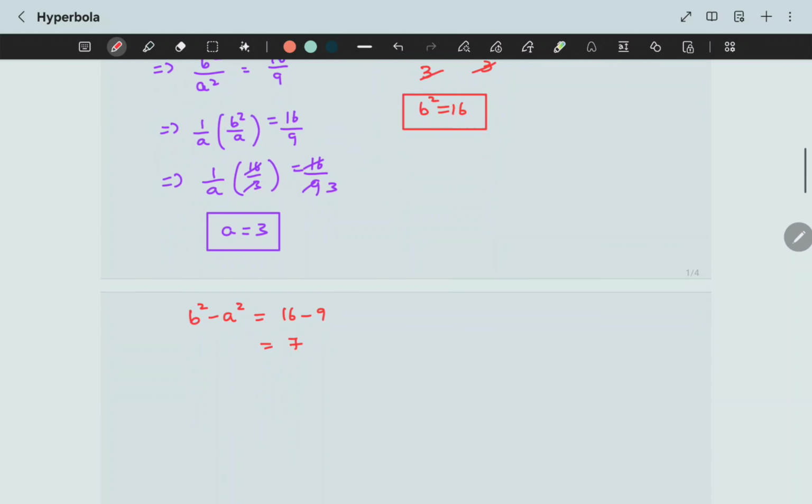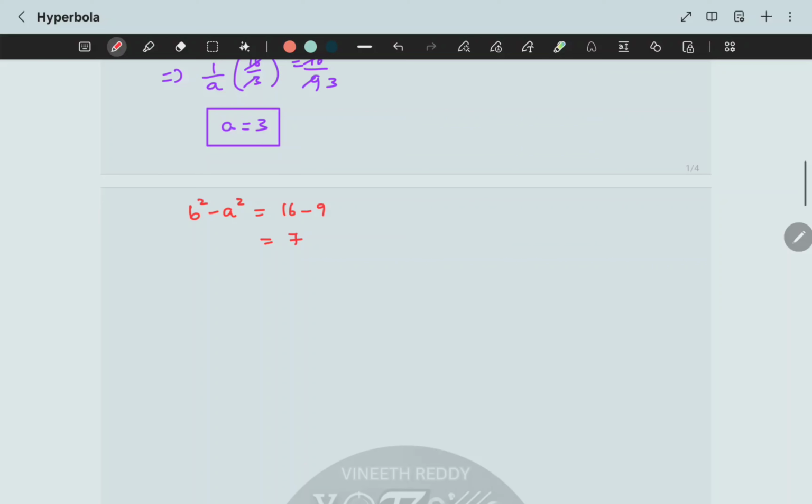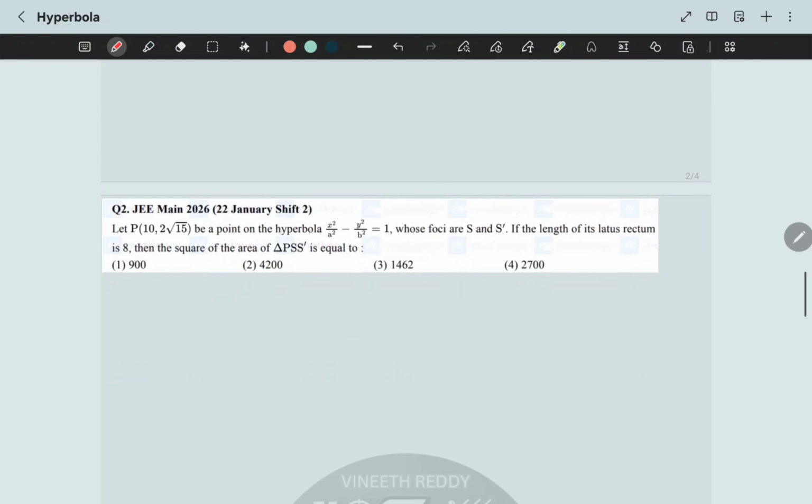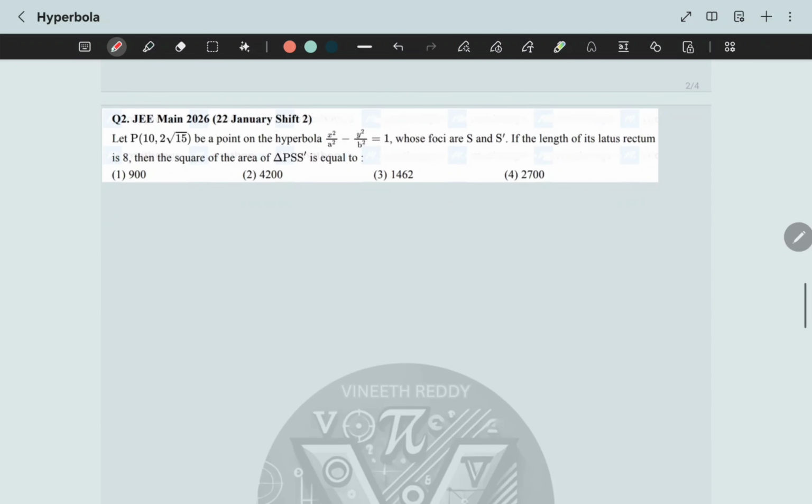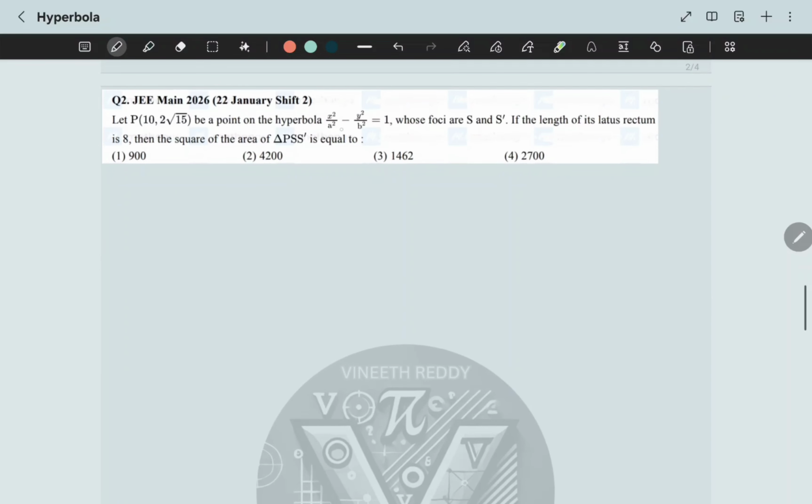Right, now let us go to the next question. Next question says, let P(10, 2 root 15) be a point on the hyperbola. Okay, fine, it is a point on the hyperbola. So let me replace x with 10, then x square will be 100 divided by a square minus 2 root 15 whole square, which will be 4 into 15, that should be 60 divided by b square, is equal to 1. Acha, whose foci are S and S dash?